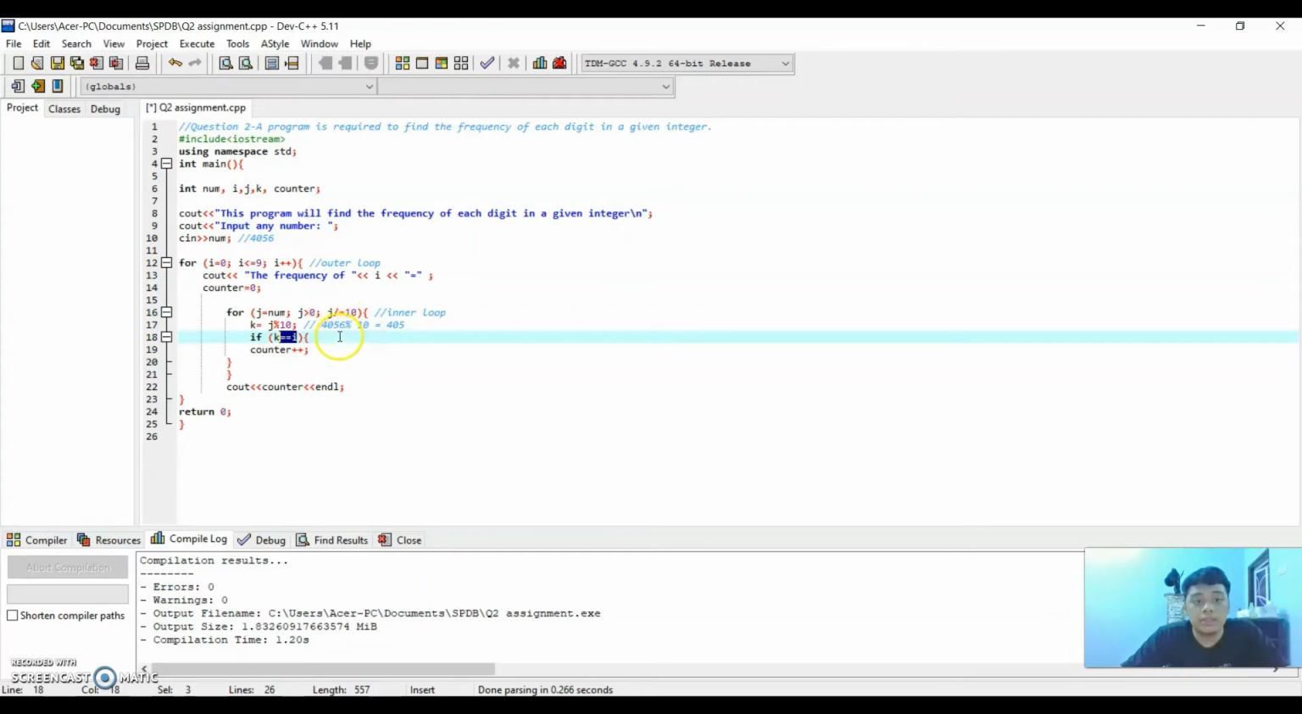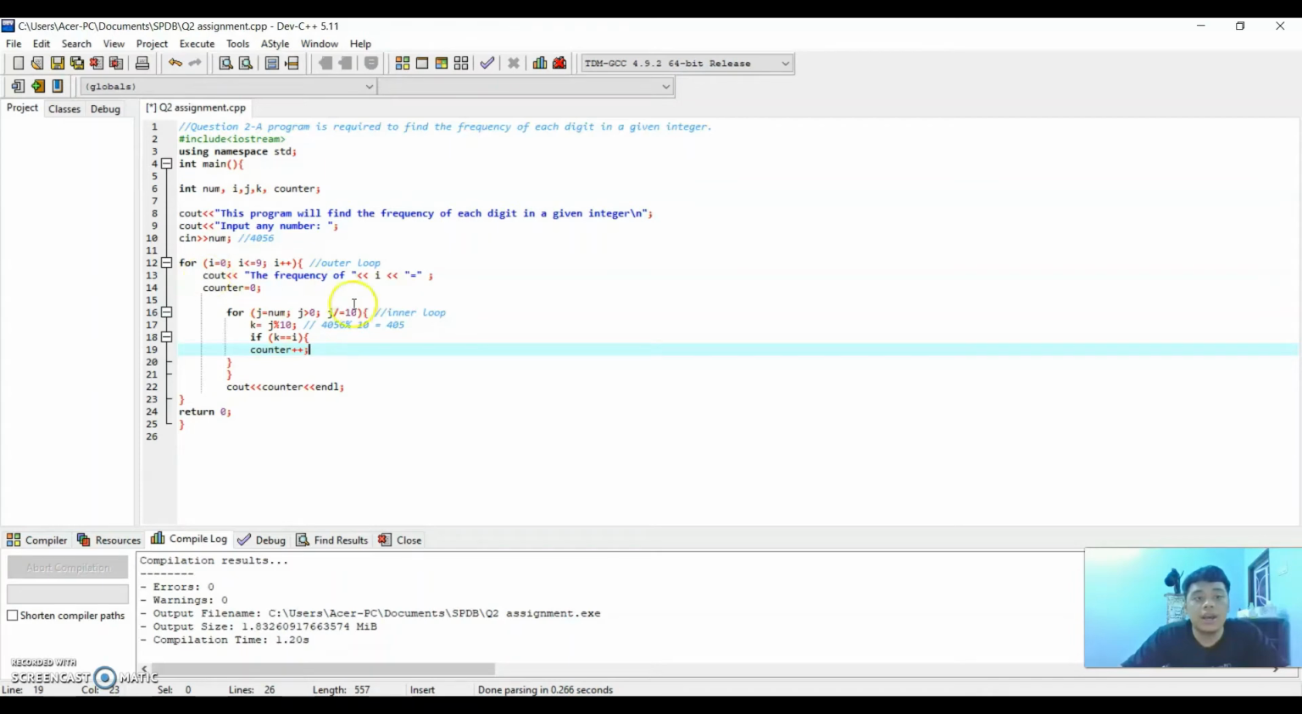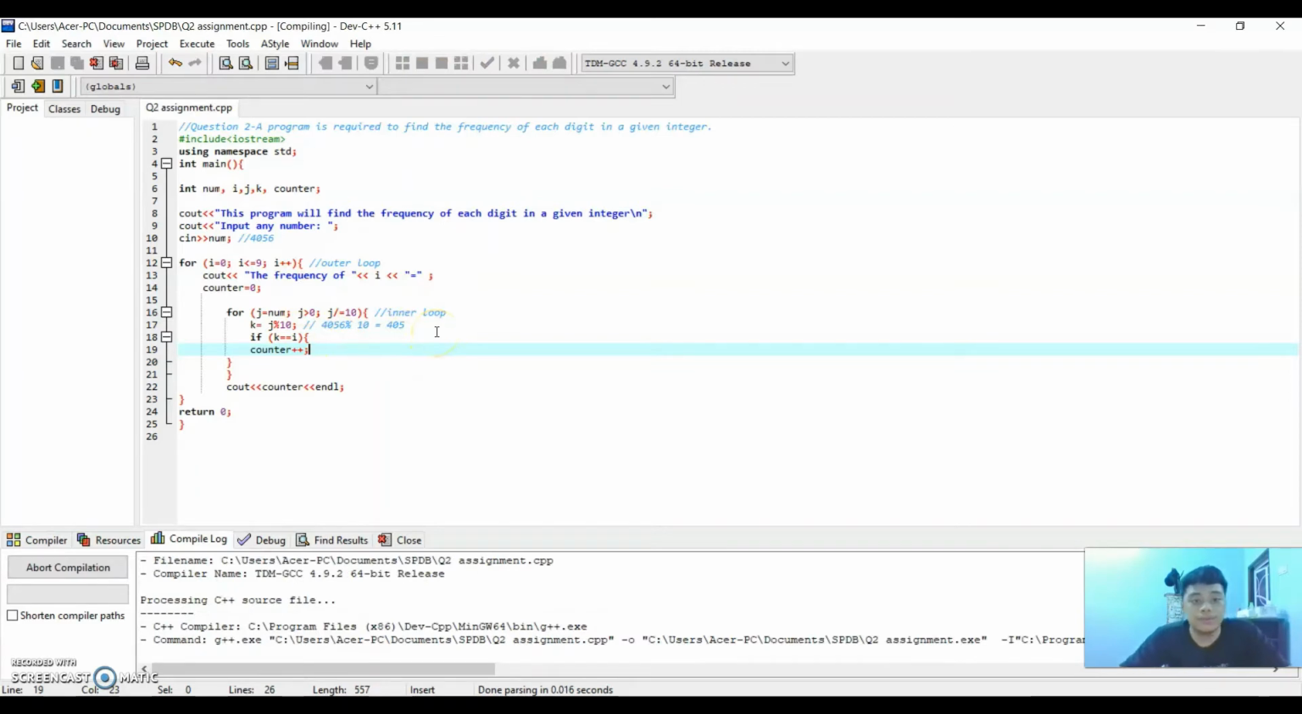And the counter will plus 1 when k is finally equal to I. Then I will be plus 1, and this is how the loop will go. Let me run the program.